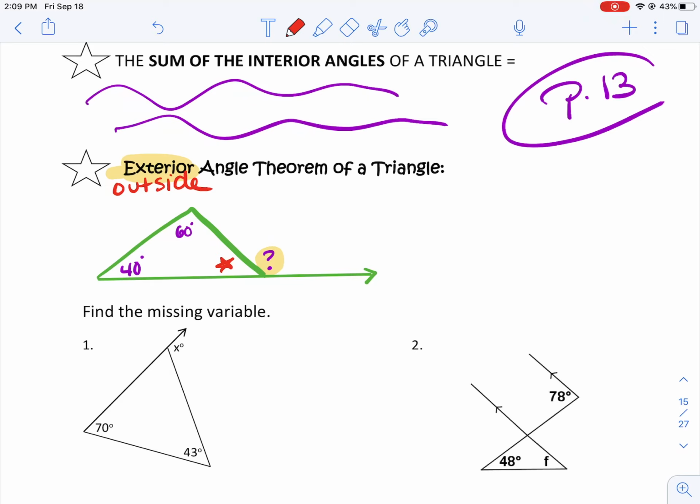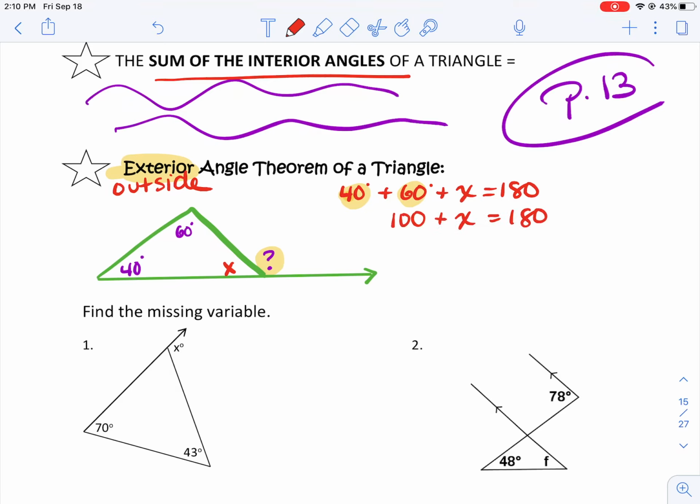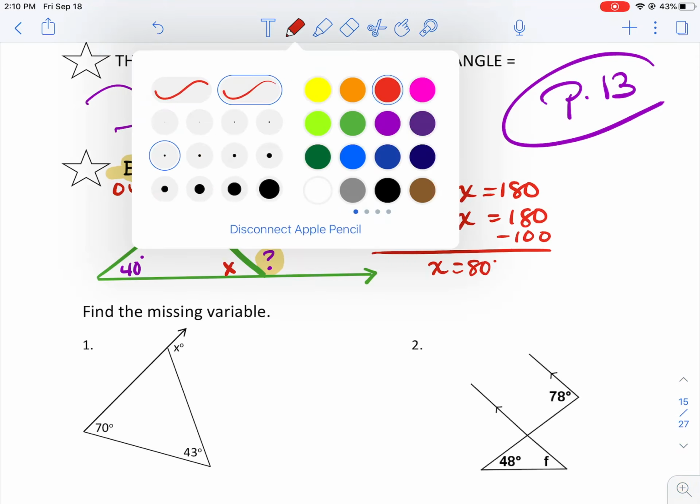Using our idea of the sum of the interior angles, and let me actually be a little bit more mathy here and put an X in. If I have a 40-degree angle, a 60-degree angle, and X, all three of those angles should equal 180. So I'm going to combine like terms, this guy and this guy. So I have 100 plus X is 180. Super. I'm going to take away 100. So now I know X is 80 degrees.